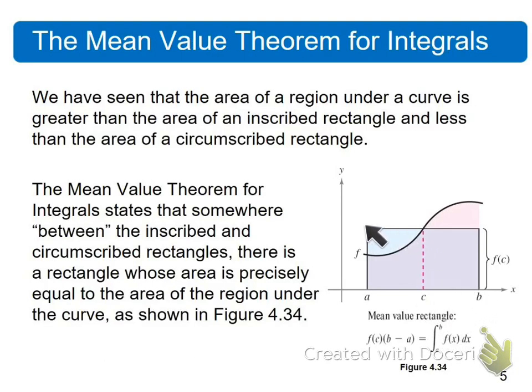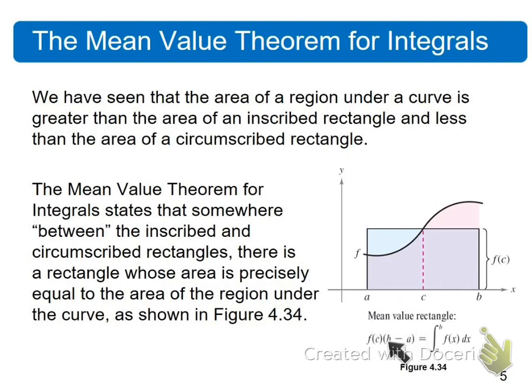I could treat this as a rectangle. So look how I went B minus A times, there's somewhere along this curve that value C where f of C is the height times this width. That area of the rectangle is going to be equivalent to that area under the curve. Notice how these two match. So that's what they're saying by the mean value rectangle.